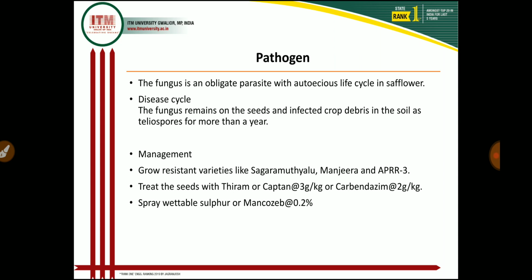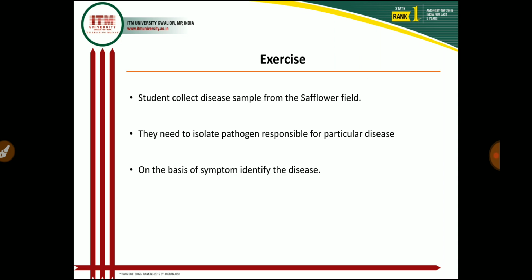So in today's lecture, I explained the 4 diseases of the safflower crop. If you have any doubt, then you call me or contact me. After completion of the diseases, I will give one exercise. Students collect disease samples from the safflower field, and on the basis of the symptoms, they make a herbarium file, and at the time of returning to college they make slides, and also isolate these pathogens in the lab. Then students are also expected to identify the diseases on the basis of the symptoms. So these are the exercise part of today's lecture.